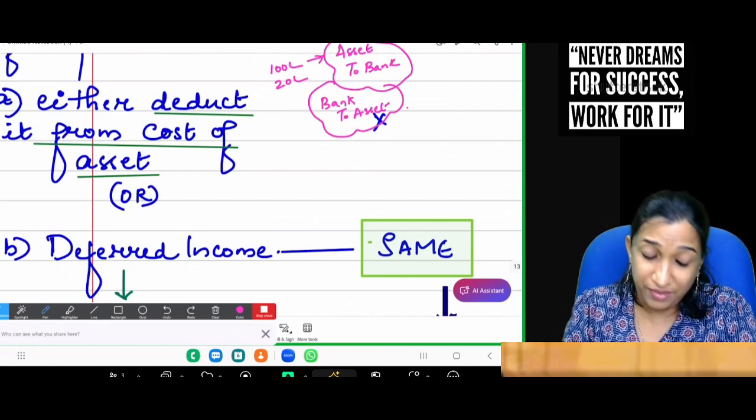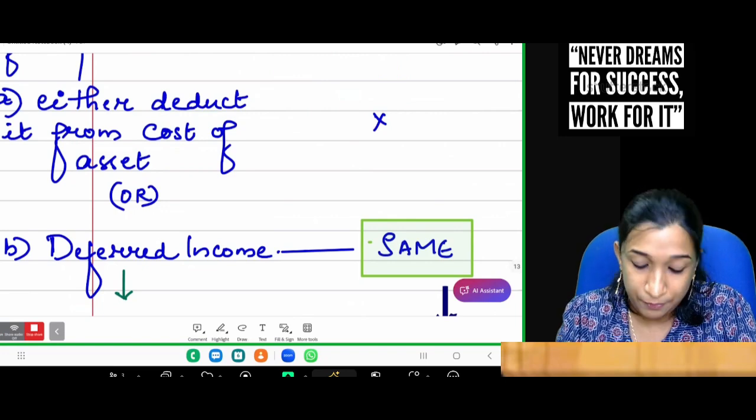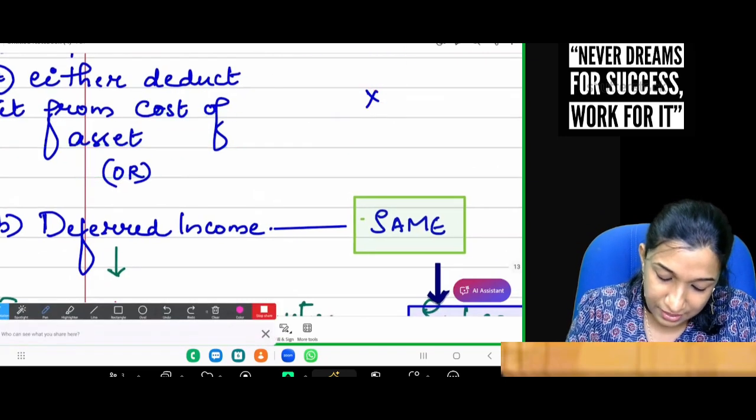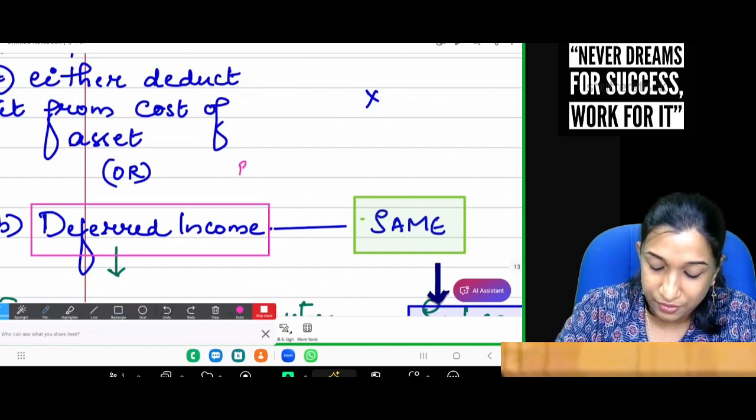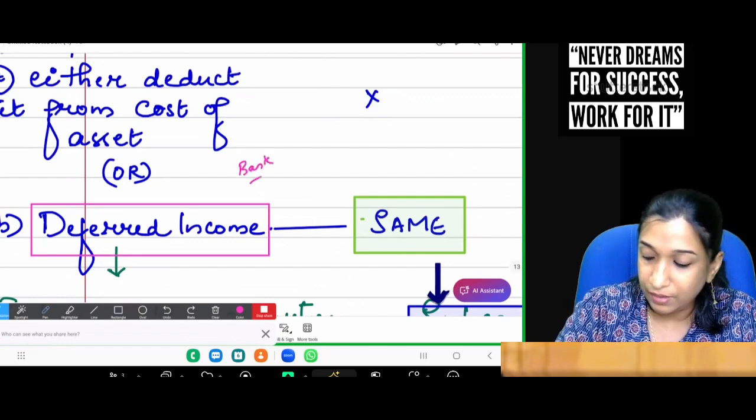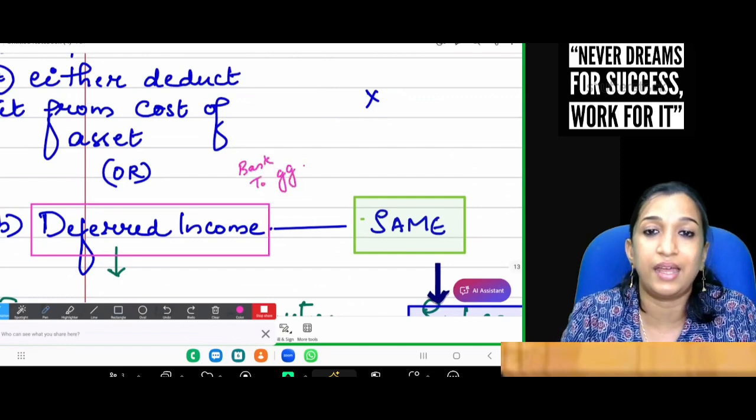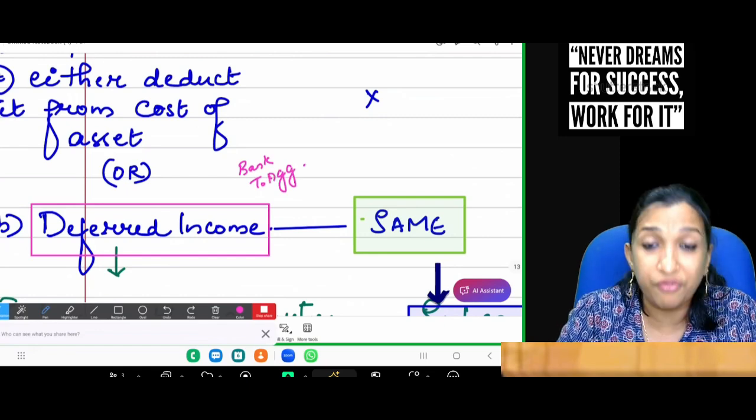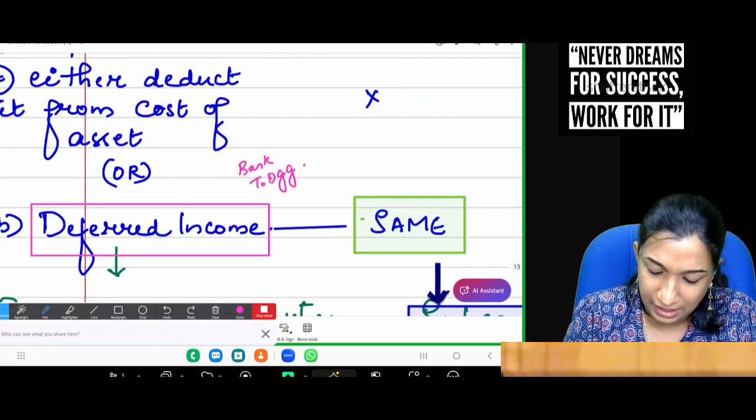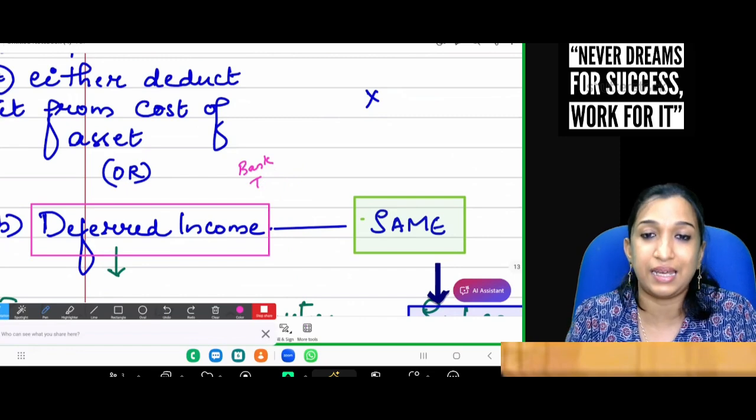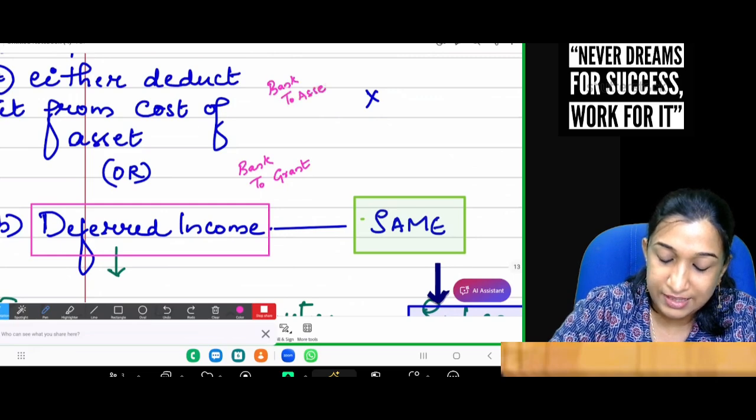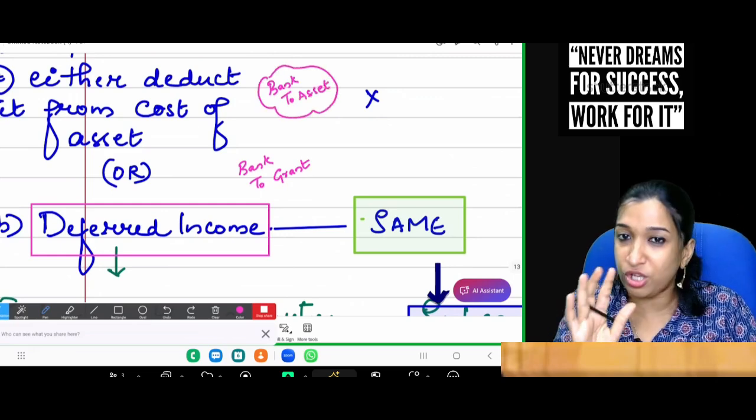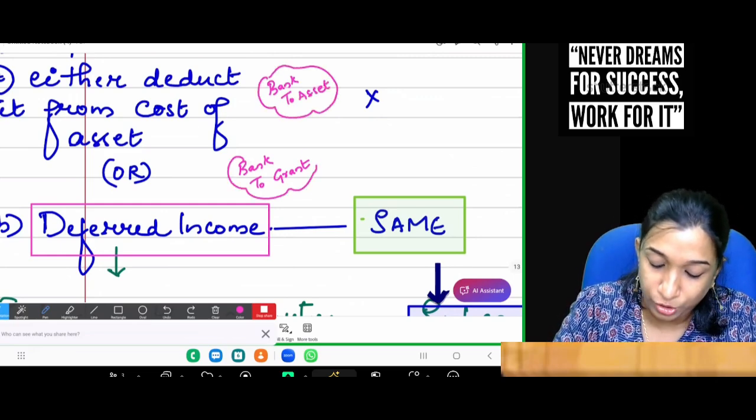Either deduct it from the value of the asset or set it up as a deferred income. You can pass the entry bank to deferred government grant, or simply bank to government grant. So it can be bank to asset, that is deducting from the cost of the asset, or bank to grant.